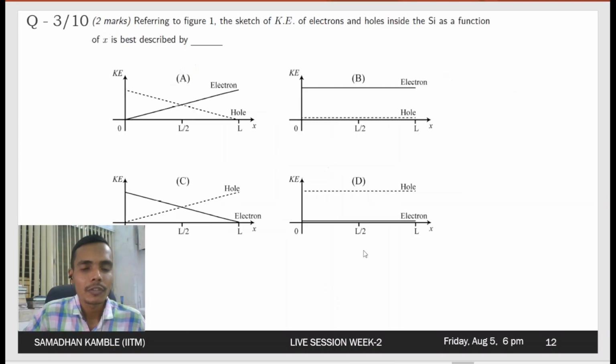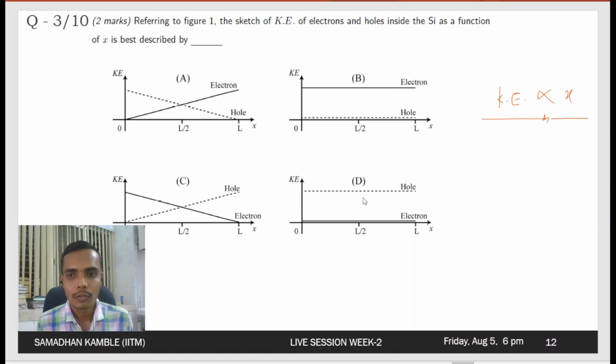Okay, so it is also based on figure number 1. So the sketch of kinetic energy of electrons and holes inside the silicon as a function of x is best depicted by. So in the previous problem we were asked to find the electric field versus distance. Now we are asked here to find out the kinetic energy variation as a function of distance.